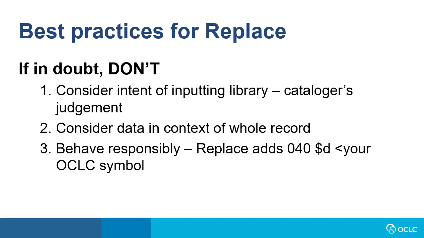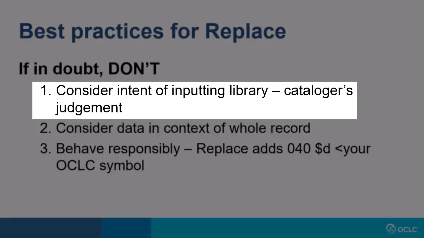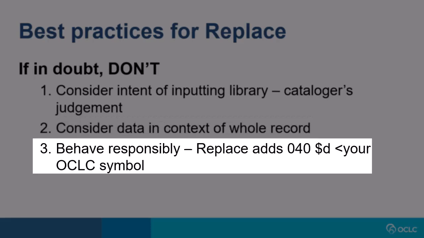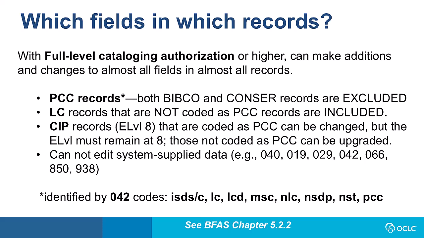Next, if in doubt as to whether you should replace a WorldCat record, don't. Be sure to consider the intent of the library that input the record, and consider the data fields in the context of the whole record. And finally, a reminder that when you replace a record, your OCLC symbol is automatically added to a 040 subfield D. So which fields in which records can you edit and replace?